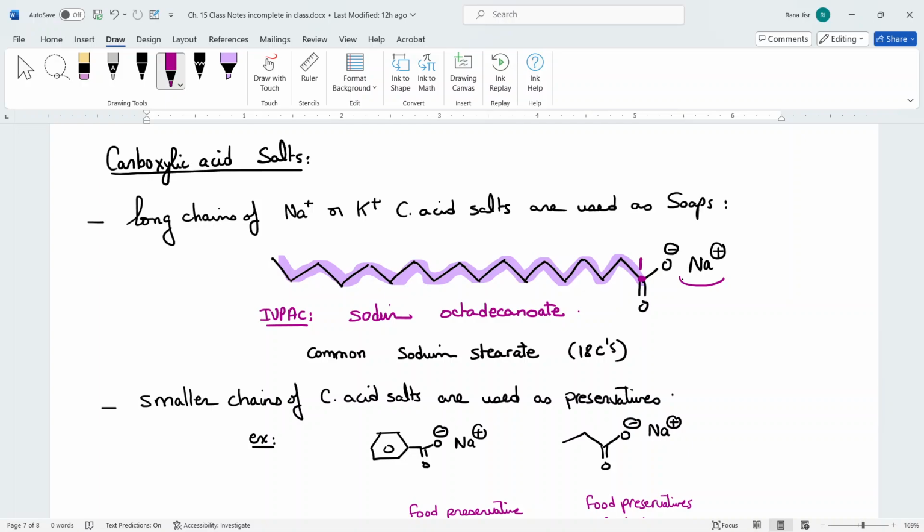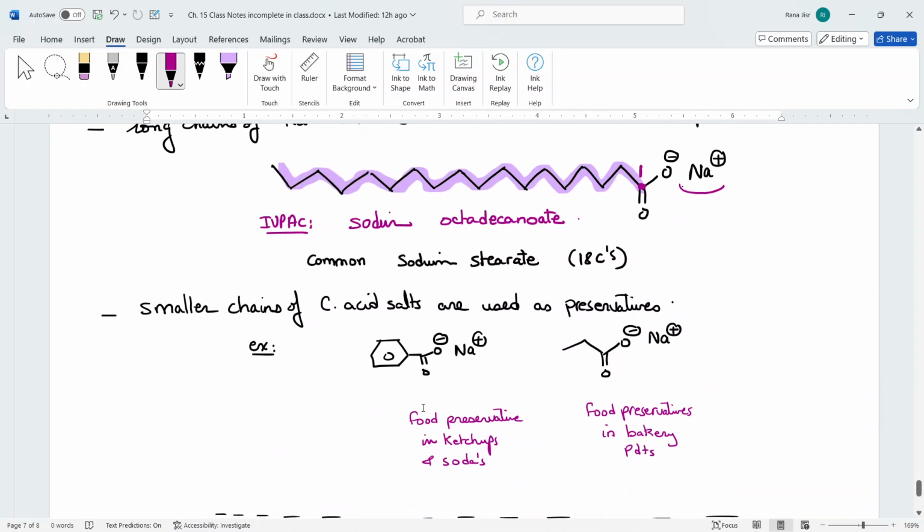So as a summary, carboxylic acid salts are two types, either small or big molecules. The big molecules, they are more than 12 carbons and they act as a soap. The small ones are used in food preservatives.